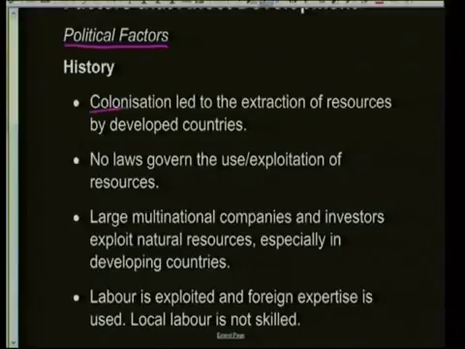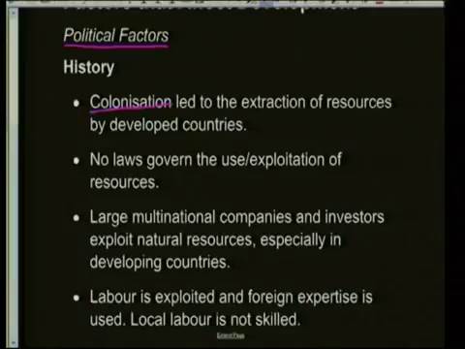So in other words, what has happened in the past and how has this impacted the development that takes place today? And our first point is colonization. Now, for those of you who don't take history, colonization refers to when the more economically developed countries go into less economically developed countries and sort of take over and manage their resources and that for them, okay? And take the benefit back to their own country rather than helping the country that the resources actually belong to. So it says colonization led to the extraction of resources by the developed countries.